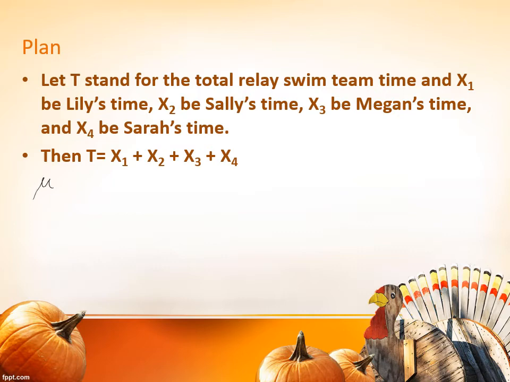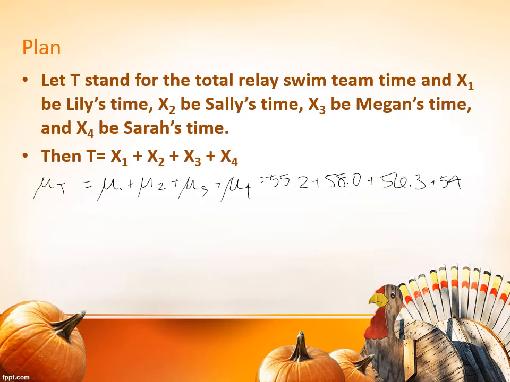So then we can write that out. My mean is going to be mu sub 1 plus mu sub 2 plus mu sub 3 plus mu sub 4. So that's 55.2 plus 58.0 plus 56.3 plus 54.7. And then I get a total of 224.2 seconds.